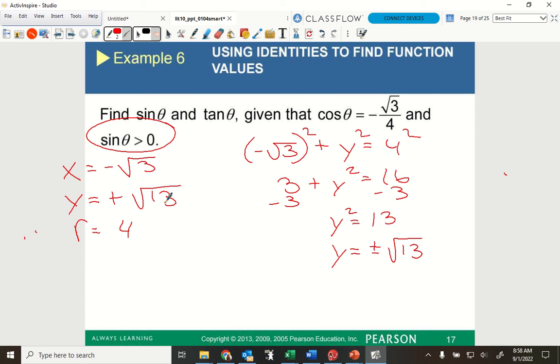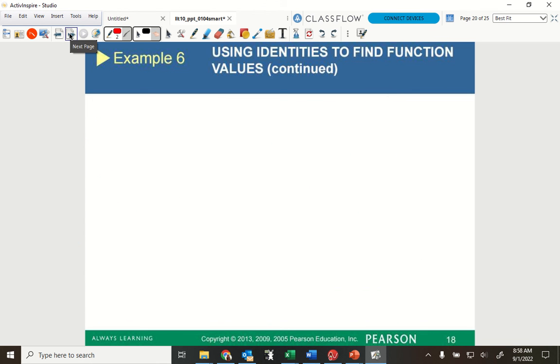Okay. So we know all of our x, y's, and r's now, right? Say yes. Okay, good. Let's write them all out. I gave you cosine, so let's start with sine. When x was negative radical 3, y is positive radical 13, and r was 4.